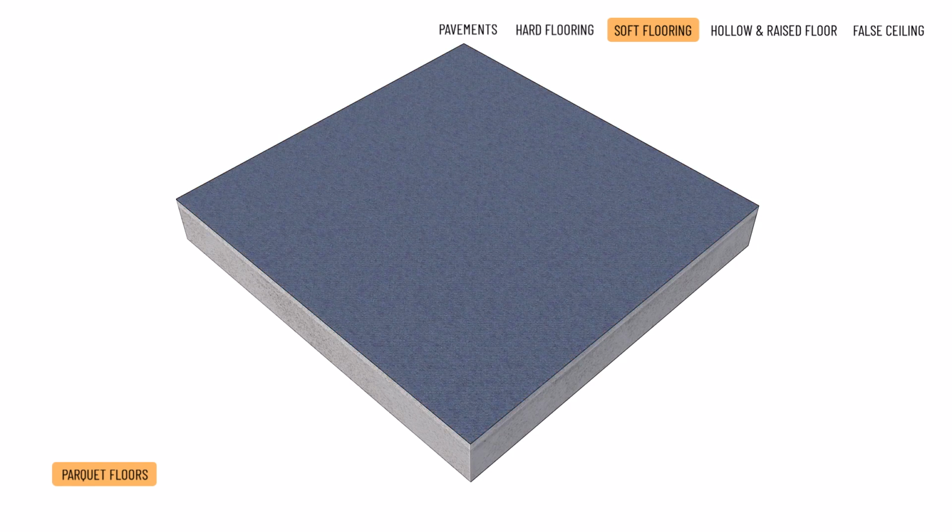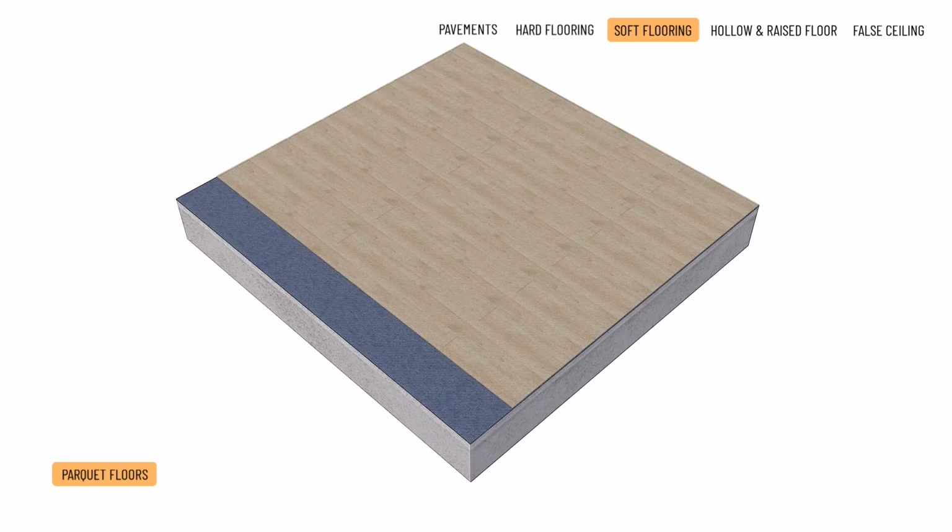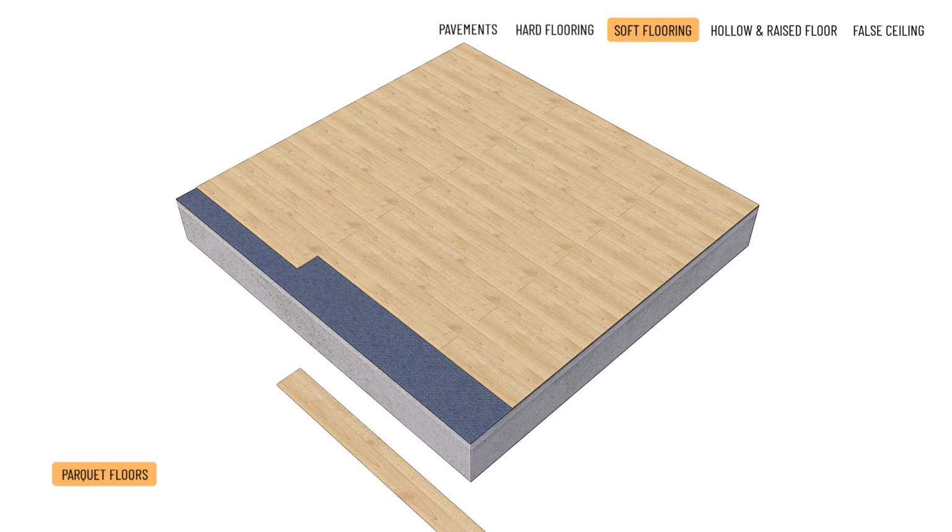Thanks to these properties, an engineered parquet floor is easy and quick to install, requiring no adhesive. Instead, it simply involves fitting the boards together. It is sufficient to lay the staggered patterned floor over a continuous impact sound insulation layer.